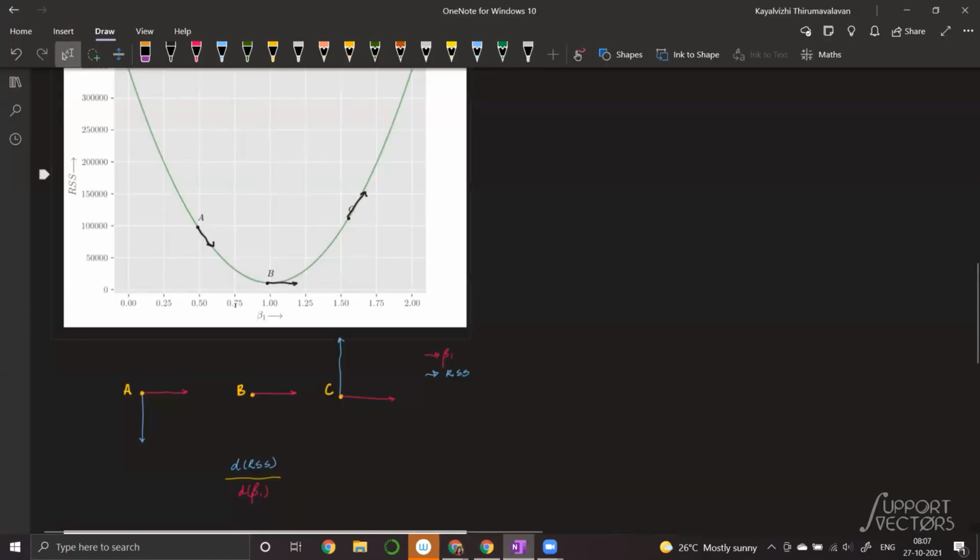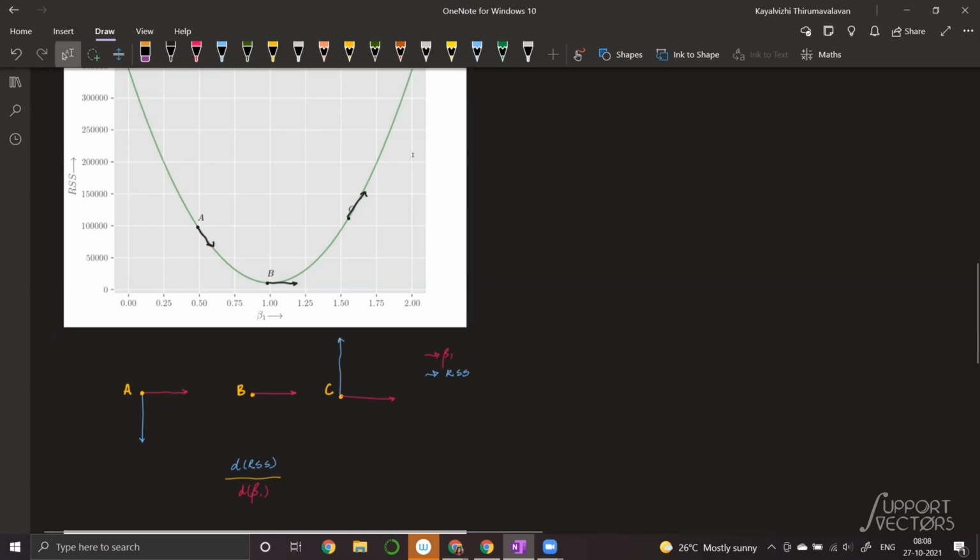For this case, let's just go here. We see that at point A, as beta 1 increases, RSS decreases. At point B, there's not much change in RSS. And at point C, as beta 1 increases, RSS increases. So because of that, we know that at point A, the slope must go down. So this is negative. At B, it is approximately 0. And at C, it is increasing.